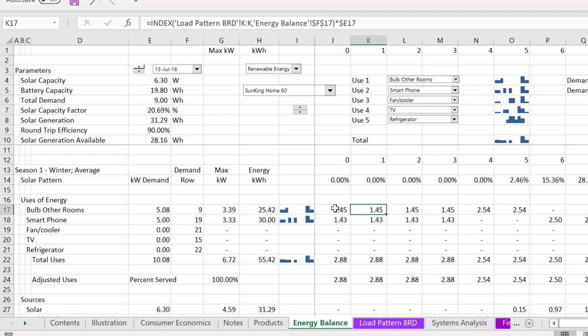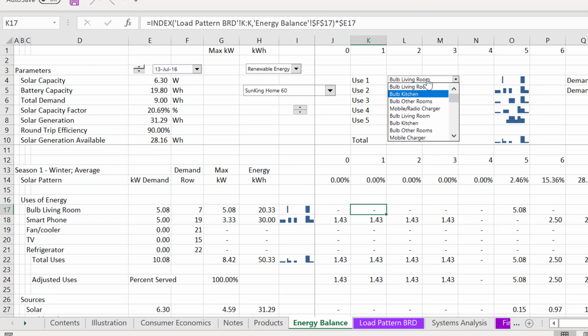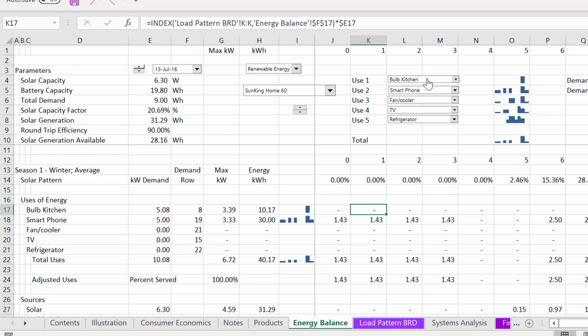That's the first part. And a lot of this video is going to be about making it really flexible and saying, what happens if we put some different kind of bulbs in with different kind of patterns? What happens to the efficiency and the cost effectiveness of a battery?